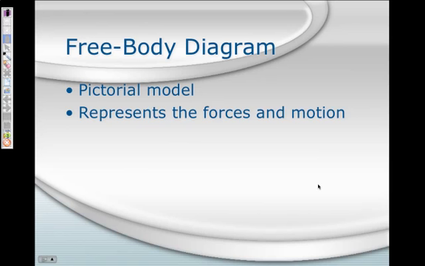A free body diagram I kind of showed you with that book and table picture. It's a pictorial model, and it represents the forces and the motion of that system, and we will probably be drawing a lot of free body diagrams. It's good to show all the forces that are being applied to an object.